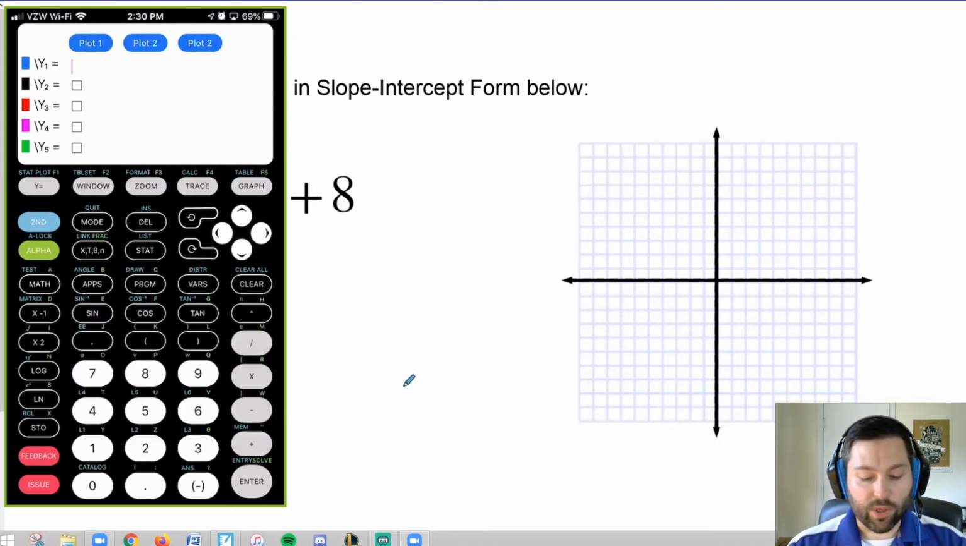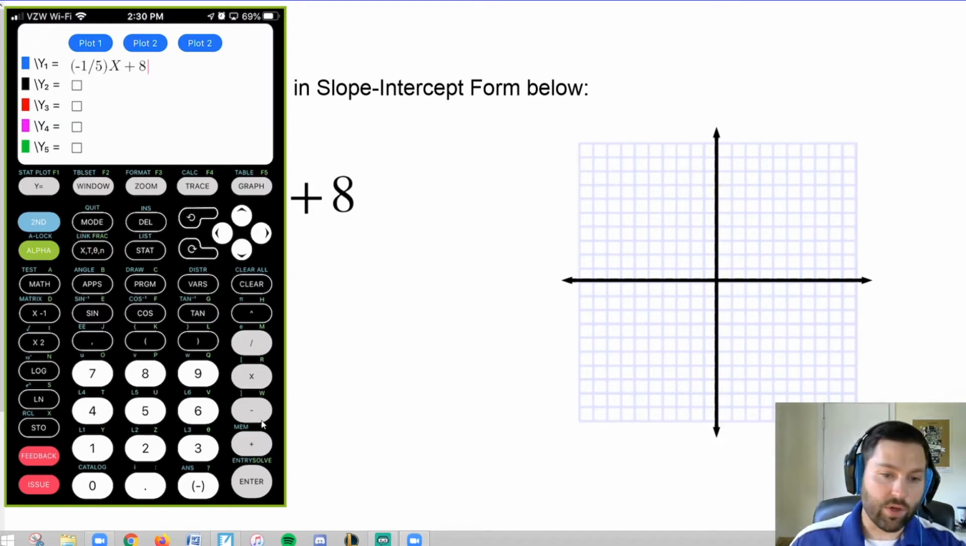So I had an equation in there. I'm going to clear it out. And the equation is negative, so I'm going to use the negative sign down here, (1 divided by 5) x plus 8. Notice that I used parentheses to enclose my fraction. I used the x variable, and I used the positive 8 plus 8 on the end. Do not use the minus sign here. You need to use the negative sign to create negative numbers. The minus sign is only for when you mean to subtract something.